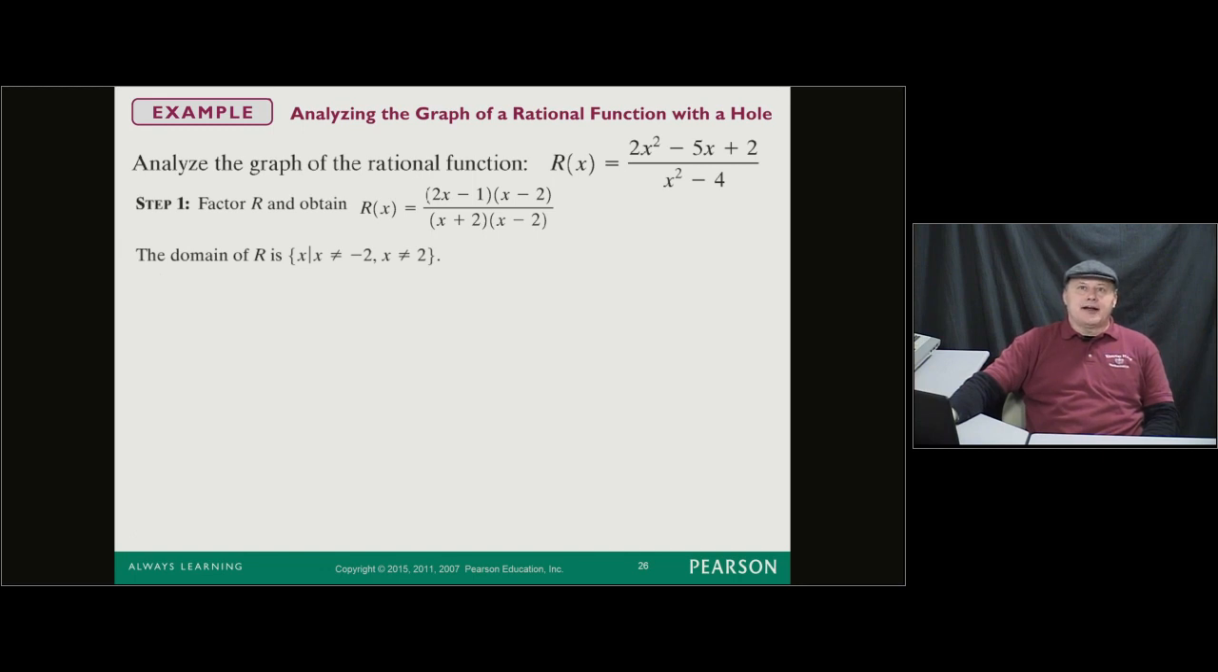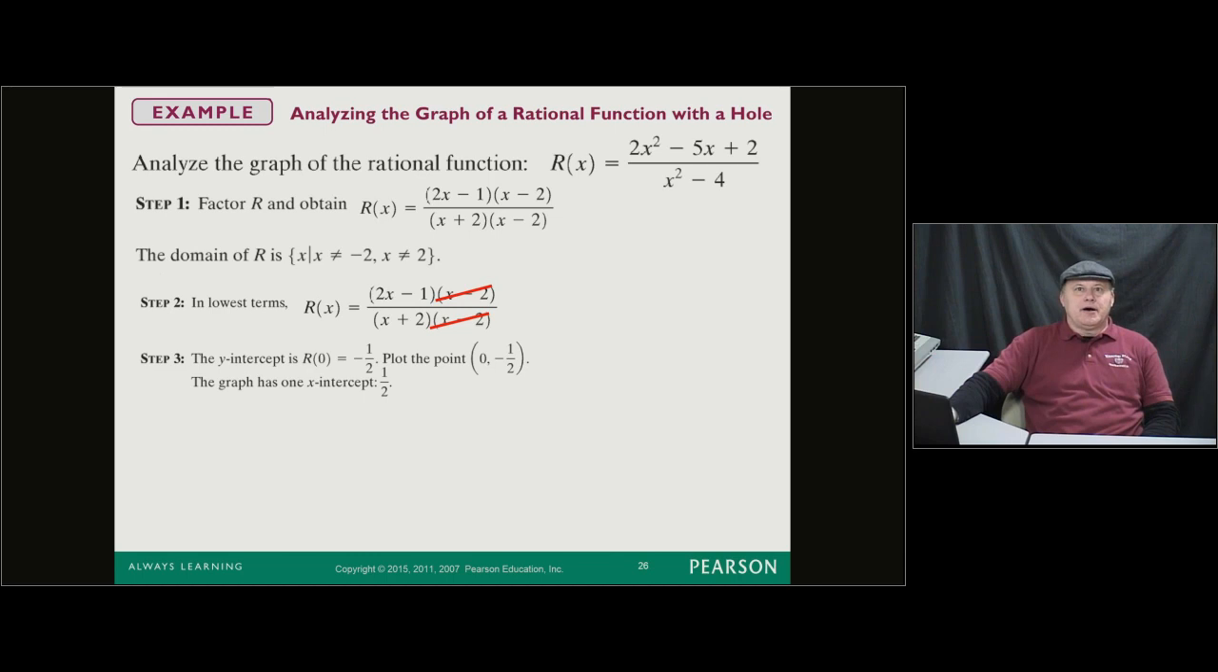So step 1, factor it out, and it'd be 2x minus 1 times x minus 2 on top, and the bottom, x squared minus 4, is x plus 2 times x minus 2. So the domain is all real numbers except for negative 2 and positive 2, because that's what makes the denominator 0. Now if you look at this, and you start the reduction process, look what happens. The x minus 2 cancels, and it reduces the rational function down to 2x minus 1 over x plus 2.